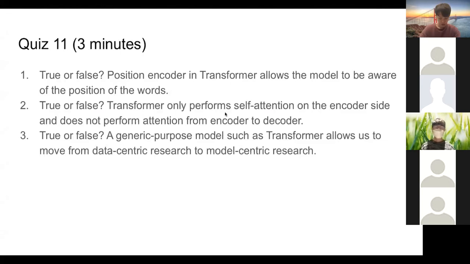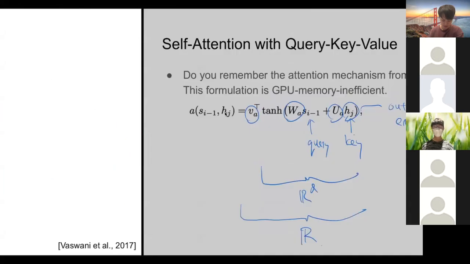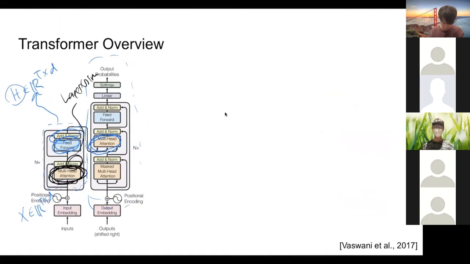All right, so quiz number one, true or false: the position encoder in the Transformer allows the model to be aware of the position of the words. This is true, right? That's exactly the purpose of the position encoder, usually called PE, which I think most people got right. Number two, true or false: the Transformer only performs self-attention on the encoder side and does not perform attention from the encoder to decoder. This is false. Why? If you see the diagram again, there is attention happening from encoder to decoder, right?